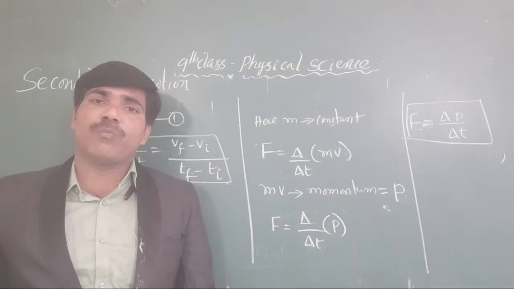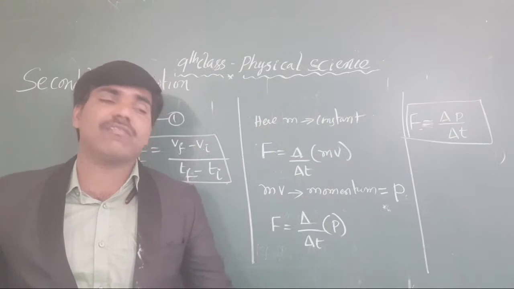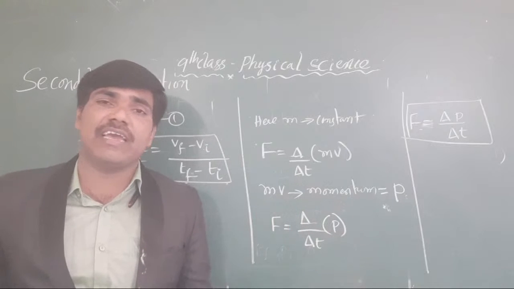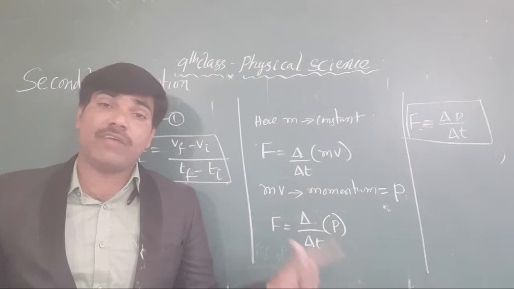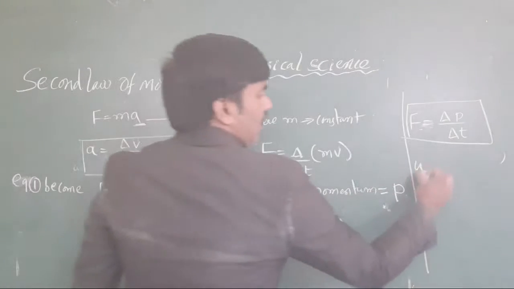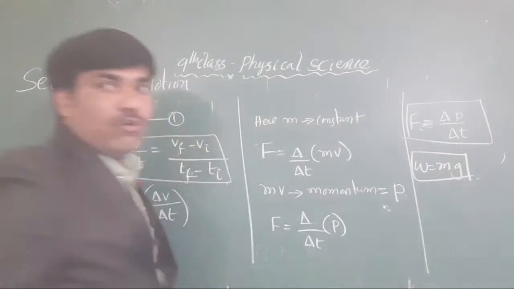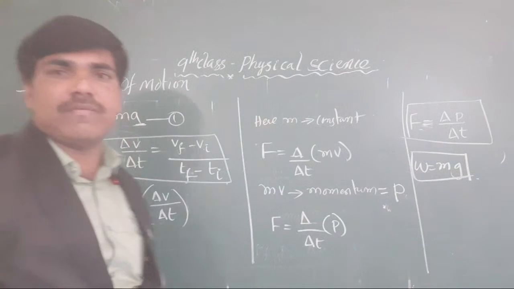Okay. Suppose your mass remains constant. Suppose the mass of one man is 60 kgs. But the weight does not become 60 kgs. Why? Because weight is equal to mg. W is equal to mg.